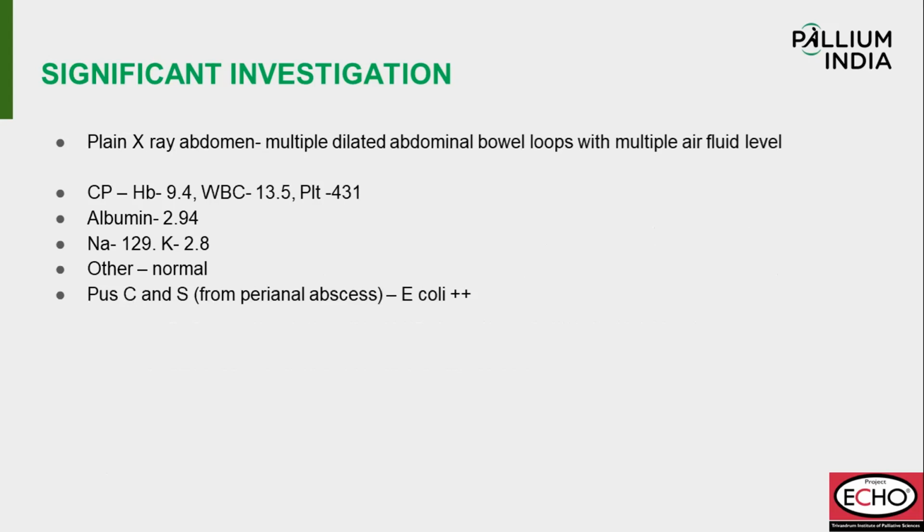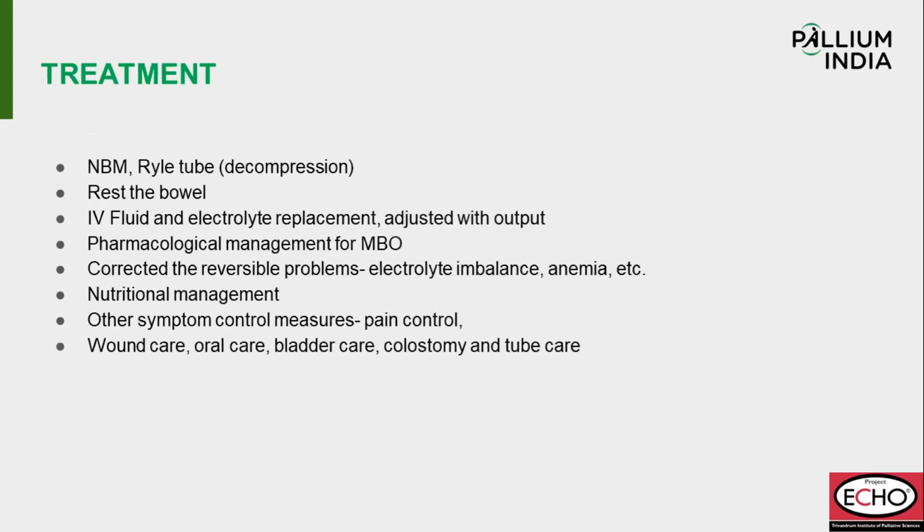On plain X-ray abdomen, there are multiple dilated abdominal bowel loops with multiple air-fluid levels. His hemoglobin level is 9.4, WBC is 13.5, platelet is 431, and albumin is slightly reduced at 2.94. There is also electrolyte imbalance, sodium 129, potassium 2.8, and others are normal. There was pus discharge from the perianal abscess, and culture and sensitivity results showed the growth of E. coli. Next slide, please.